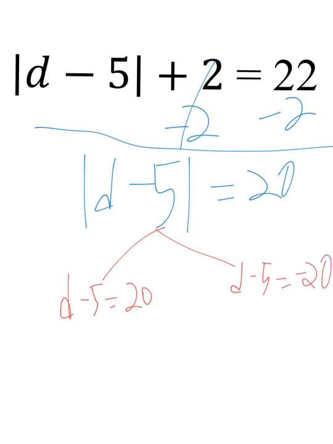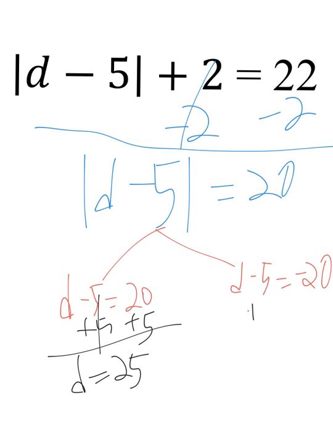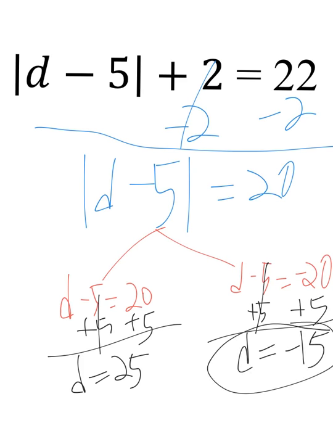Okay, so I can solve each of those the same way by adding 5 to the other side, and I get d equals 25. And then when I add 5 on this one, I'm going to get d equals negative 15. So right now I'd just like to point out why it's important to get rid of the stuff that's outside of the absolute value bars before you split it up and make your two equations.